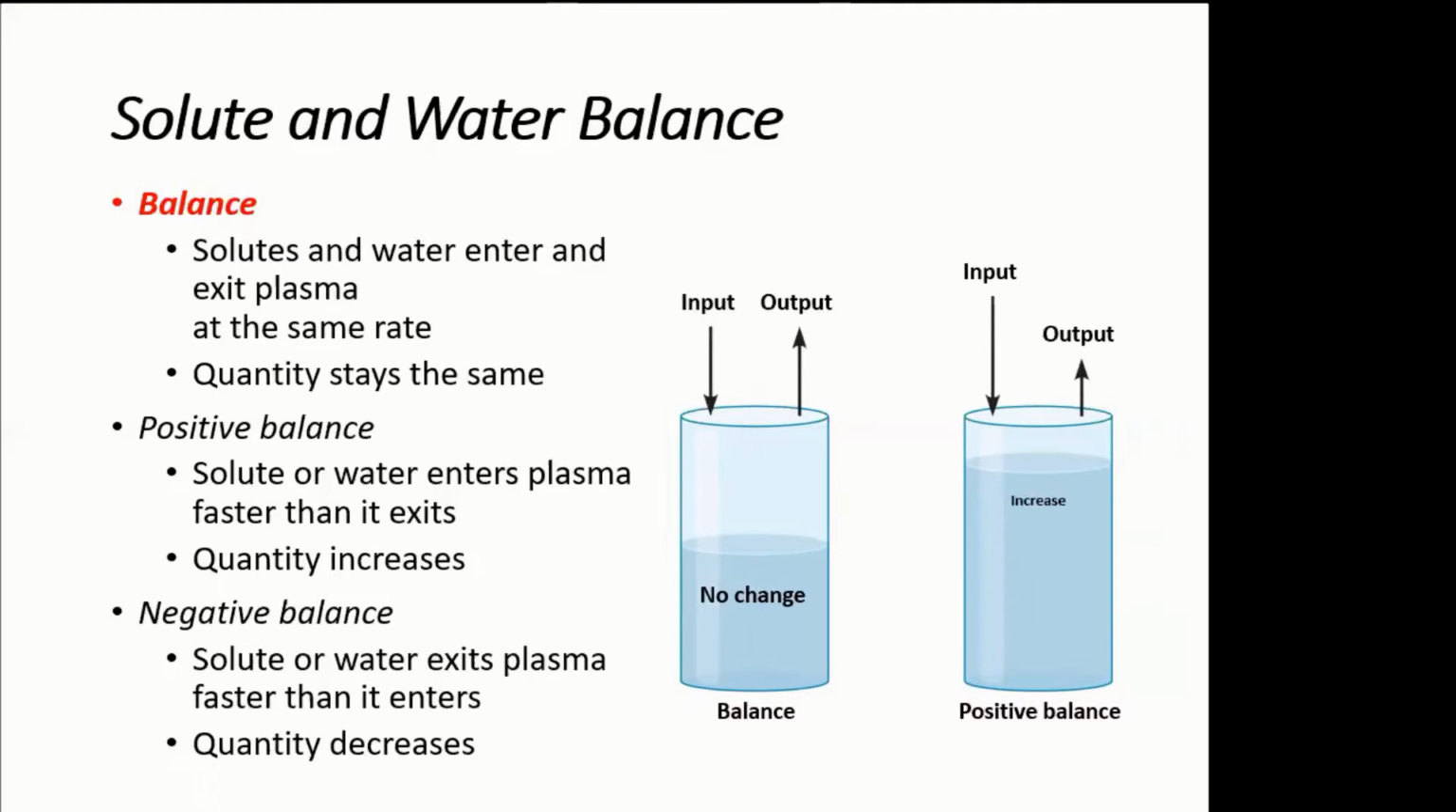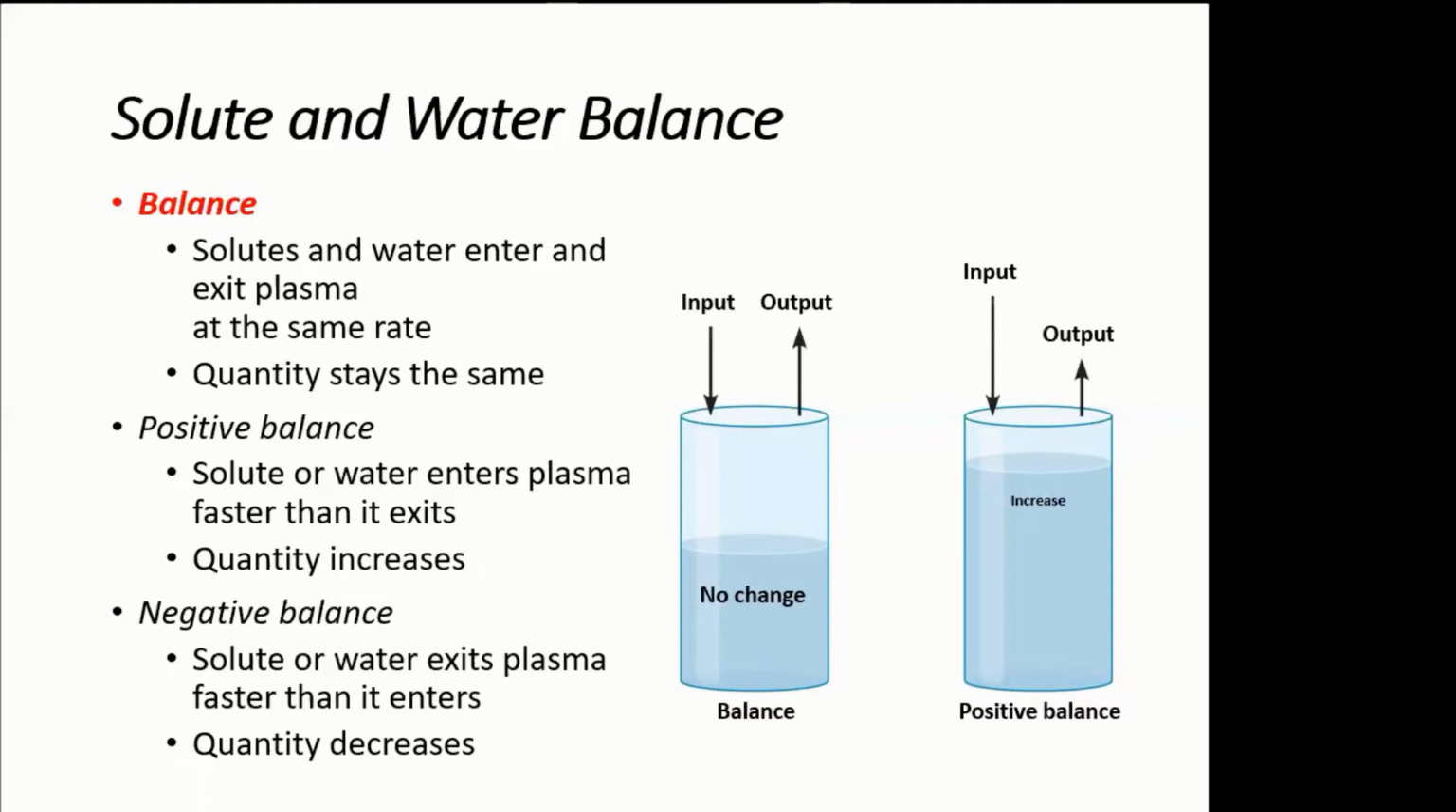You can be overhydrated. So if we are inputting more water than we're excreting, and we have solute or water, in this case, in this image, entering the plasma faster than that water is leaving through urination, this means our total body water is going to increase. And when it increases, we say we're in positive balance. So that just means the input is greater than the output.